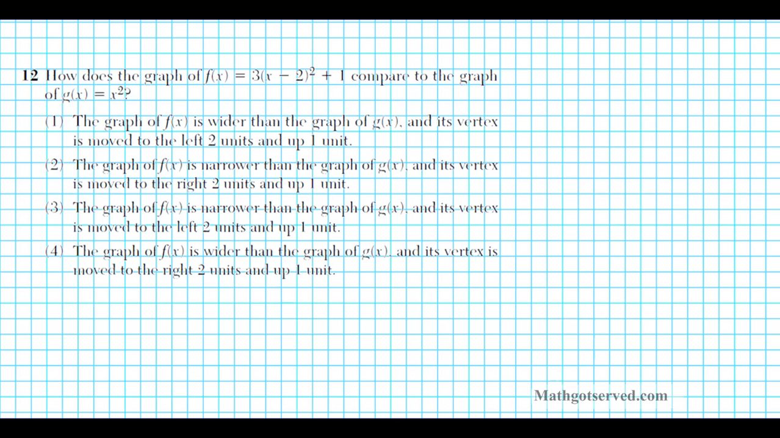All right, let's take a look at problem number 12. It says, how does the graph of f of x equals 3 times (x minus 2) squared plus 1 compare to the graph of g of x equals x squared? So this is a transformation of quadratics problem. Before we go ahead and solve this problem, let's go over our formulas for transformation of quadratics. Okay, so let's write that down. Transformation of quadratics.